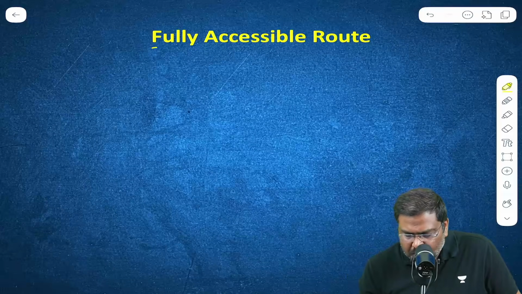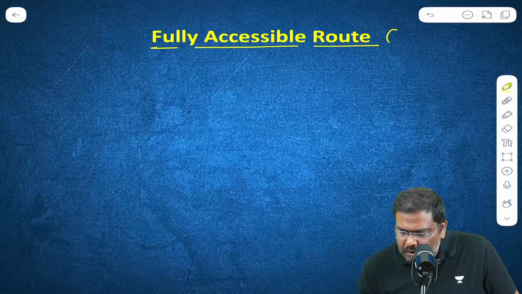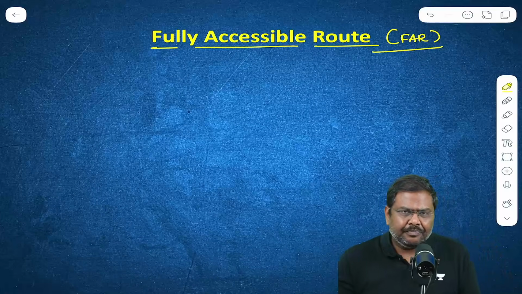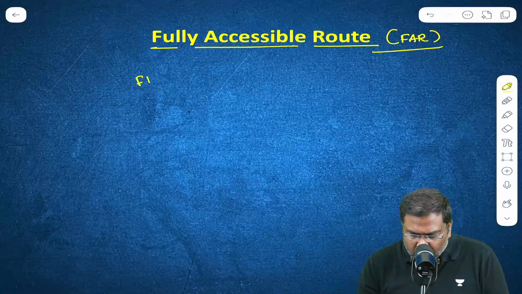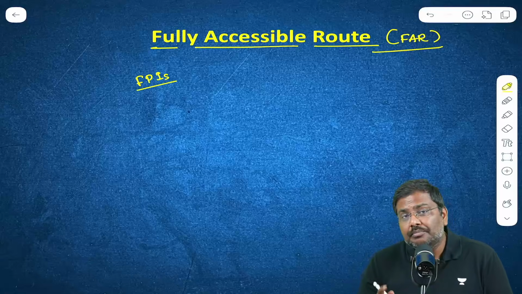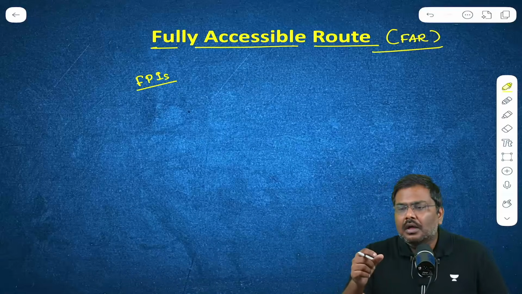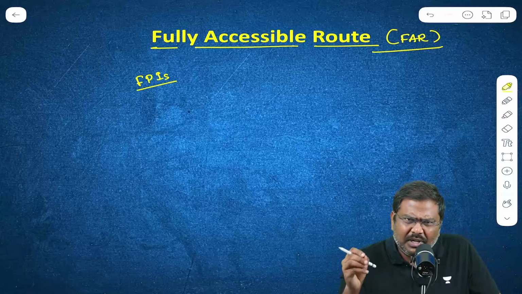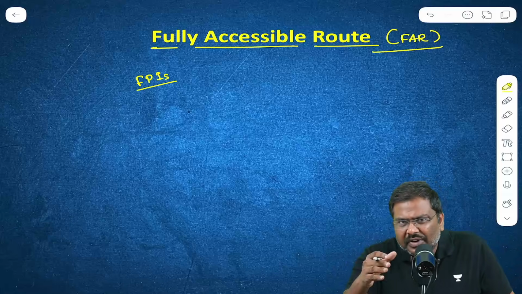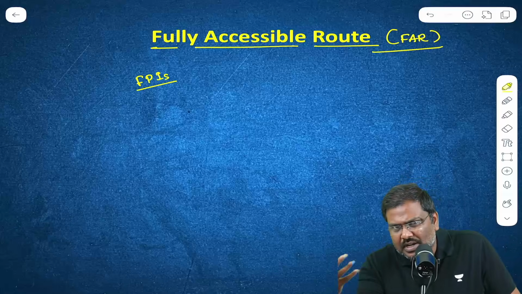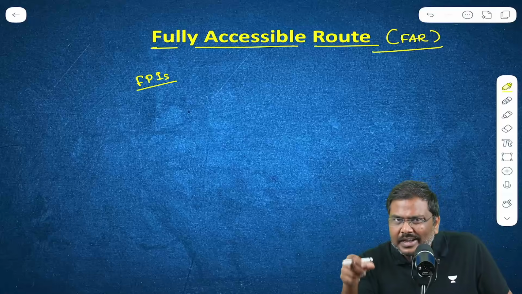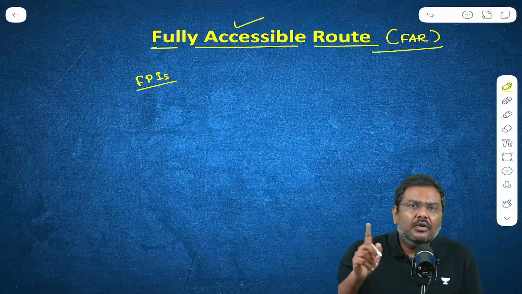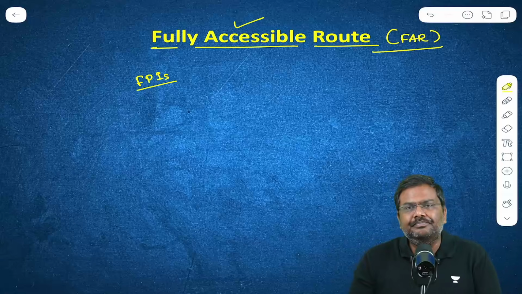Third very important measure, the Fully Accessible Route or FAR. Now what is this idea? The foreign portfolio investors are allowed to bring in money into India and invest in government securities. There are different routes. There is a general route, there is the voluntary retention route, and in addition to this, there is also a fully accessible route.